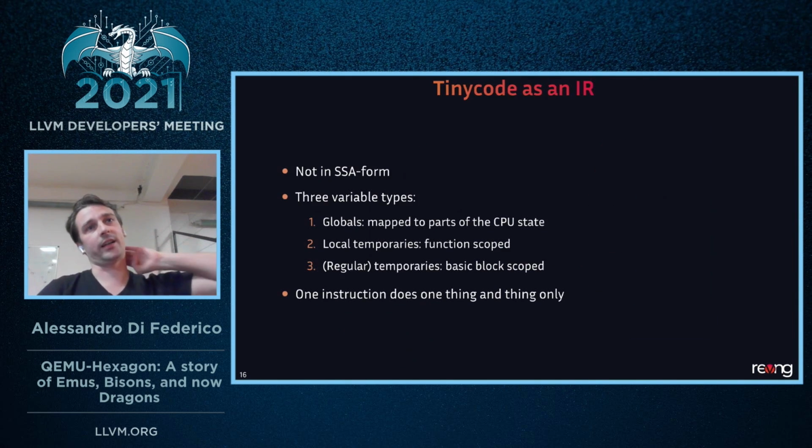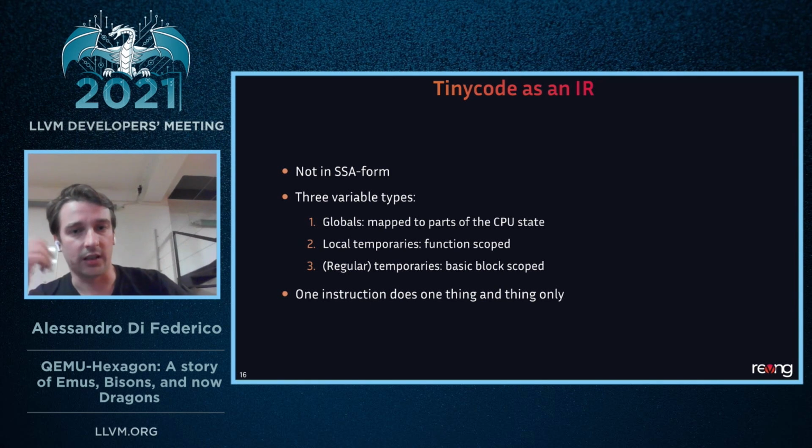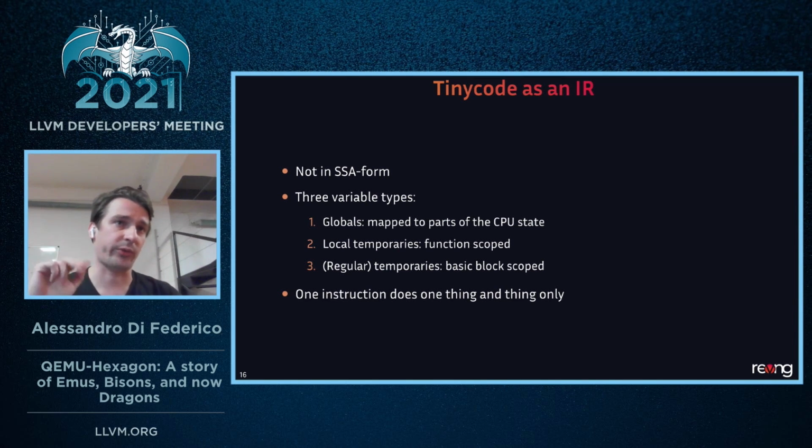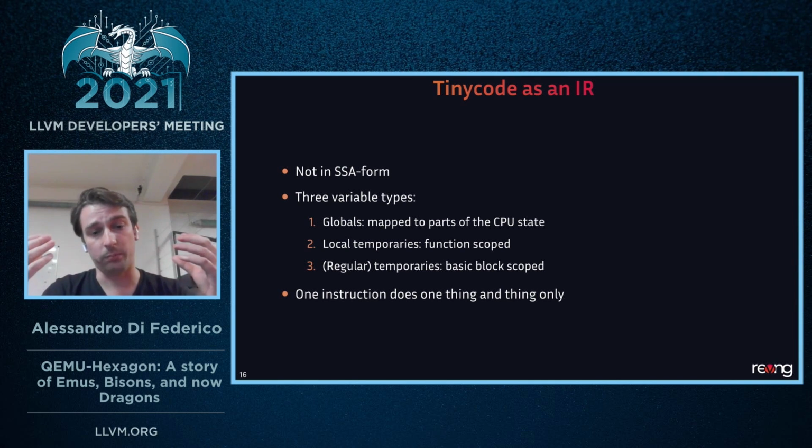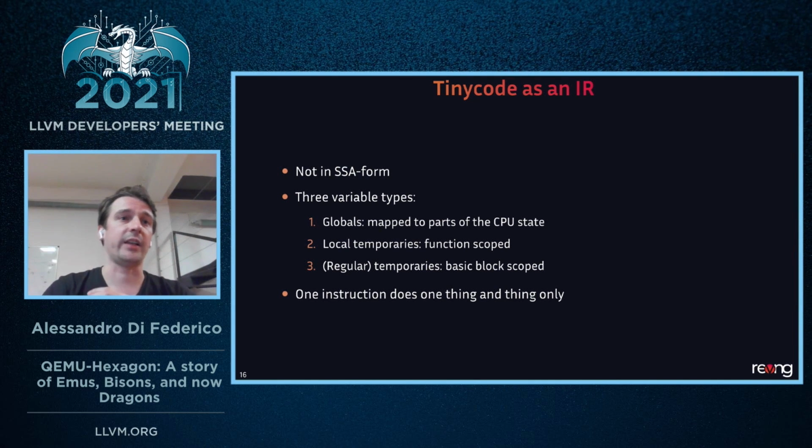So let's look at this IR from a perspective as an IR. Let's say a tiny code is an IR. First of all, it's not in SSA form, but on the other hand, it features 3 types of variables. Global variables that basically are mapped to portions of the CPU state. Then you have local temporaries, which are basically local variables whose scope is the whole function. And then you have regular temporaries whose scope is just a basic block.